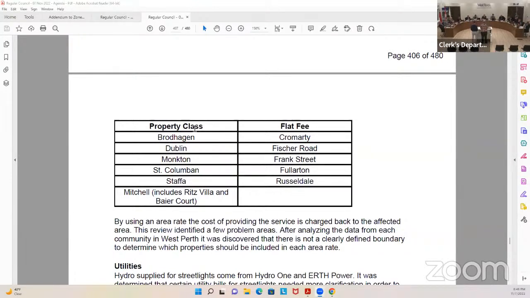So a couple things on the street lights. There are 2 ways that we calculate them. And on the screen, you can see there's property class and a flat fee. So the ones that are listed under a property class are based on assessment, and the ones that are on flat fee are basically calculated taking the cost requirement for that area and dividing it by the number of streetlights.